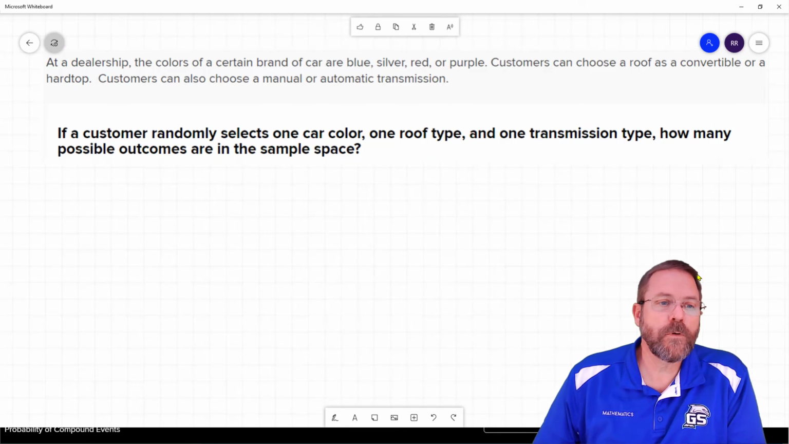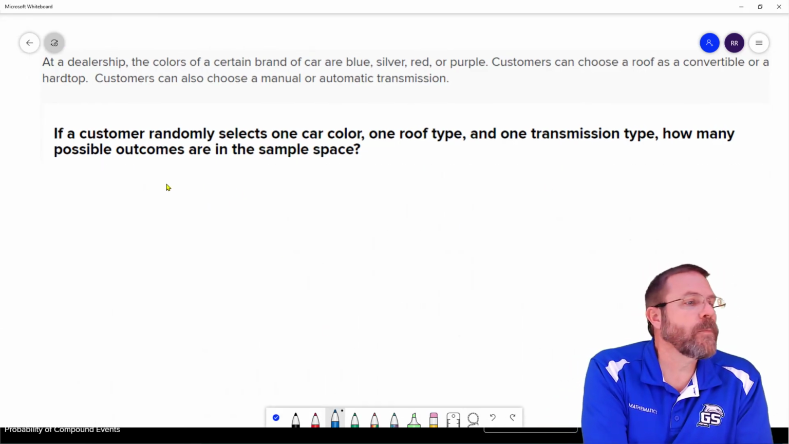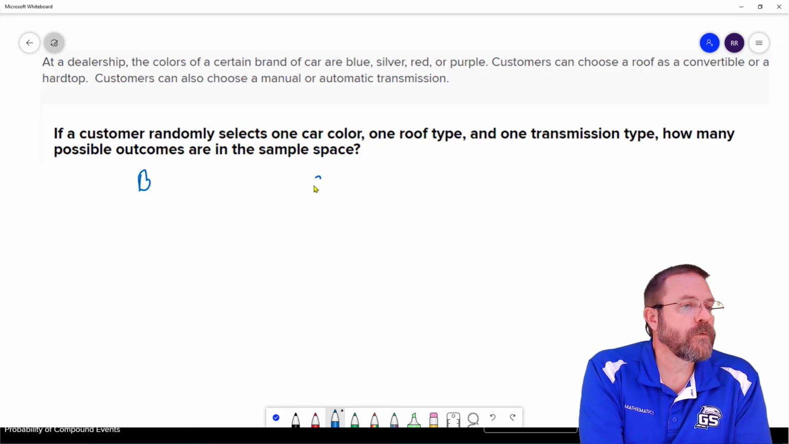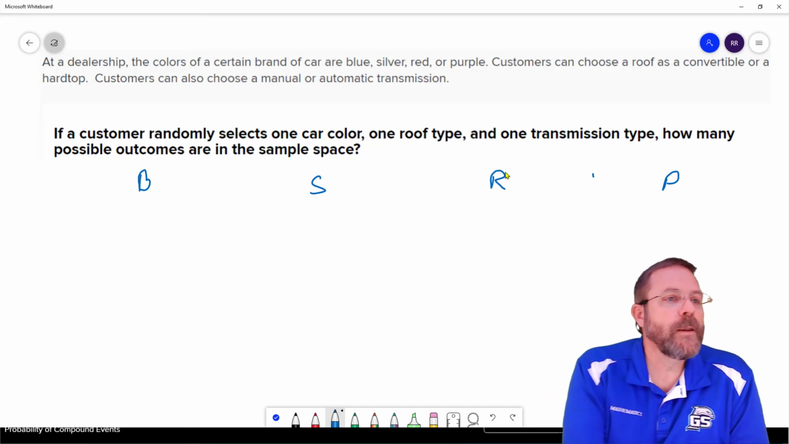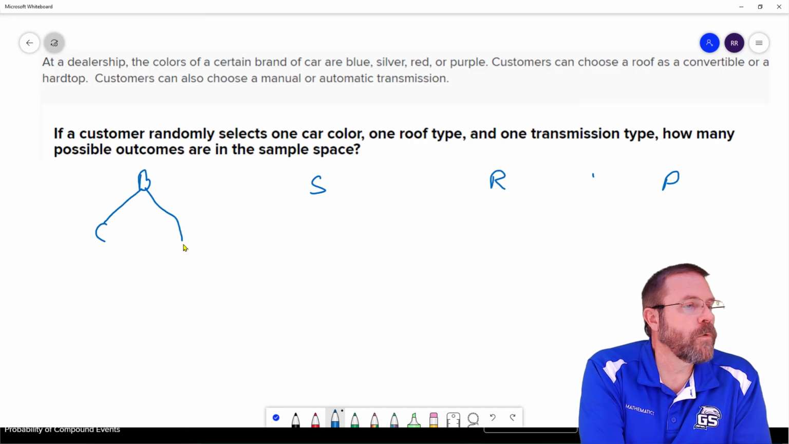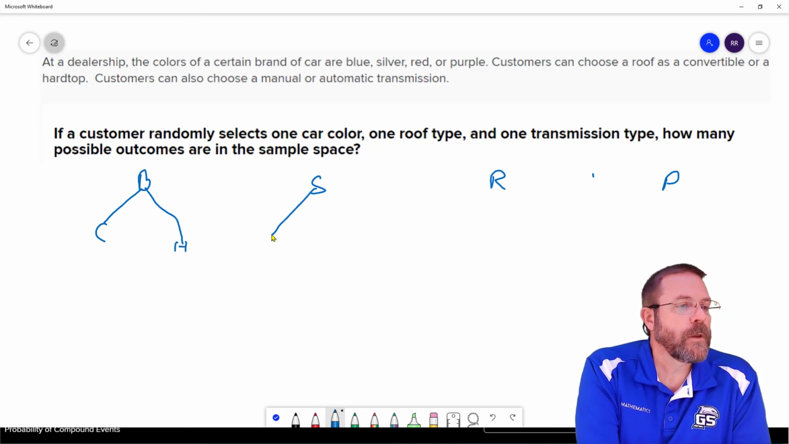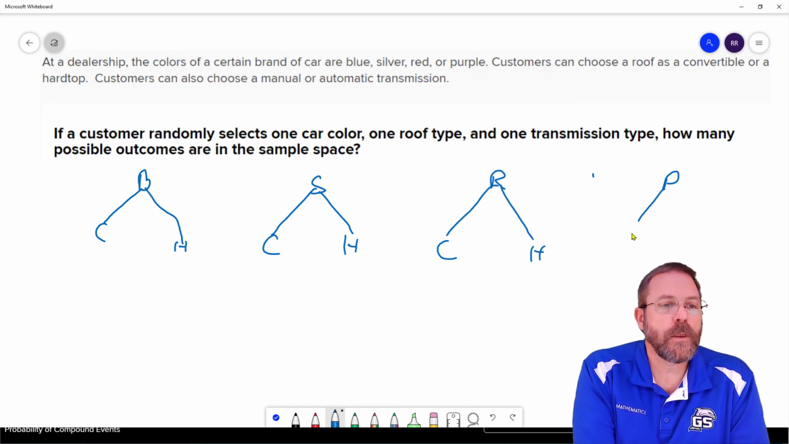Now, I prefer to do my tree diagrams vertically, whereas they did theirs horizontally. I'm going to start off with 4 colors. I've got a blue car, a silver car, a red car, and a purple car. From here, I've got 2 choices. I can do either convertible or hardtop. Convertible or hardtop, convertible or hardtop, and convertible or hardtop.